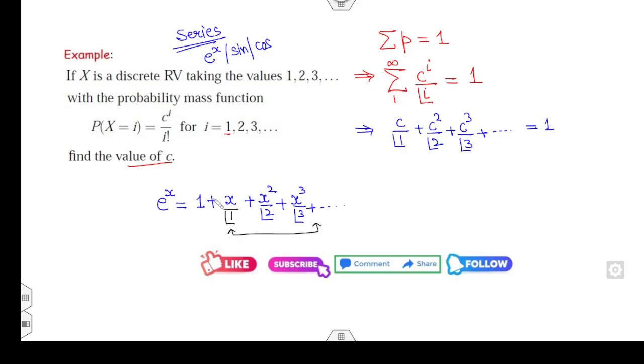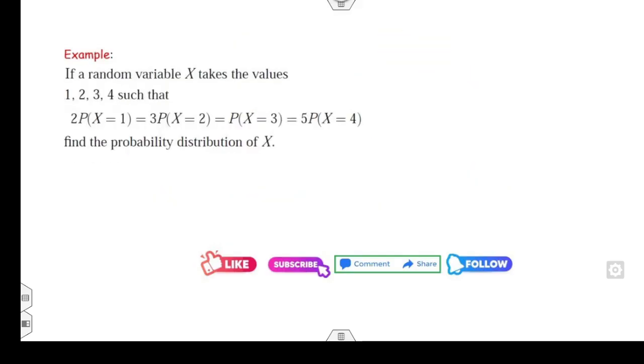Fine. So what you can do, I can add plus 1 on both sides. Then the left hand side will be e raised to power c. Right hand side will be 2. So can you find the value of c? That number will be log of 2, which is the right answer of the problem. Fine. Okay, look at this next one.